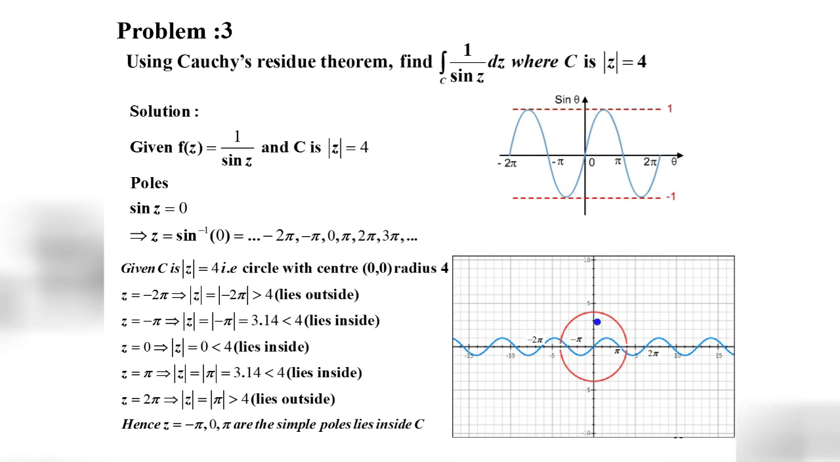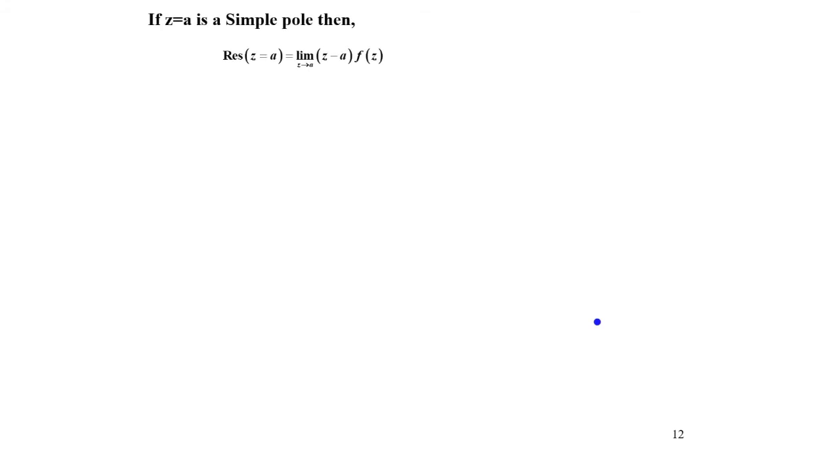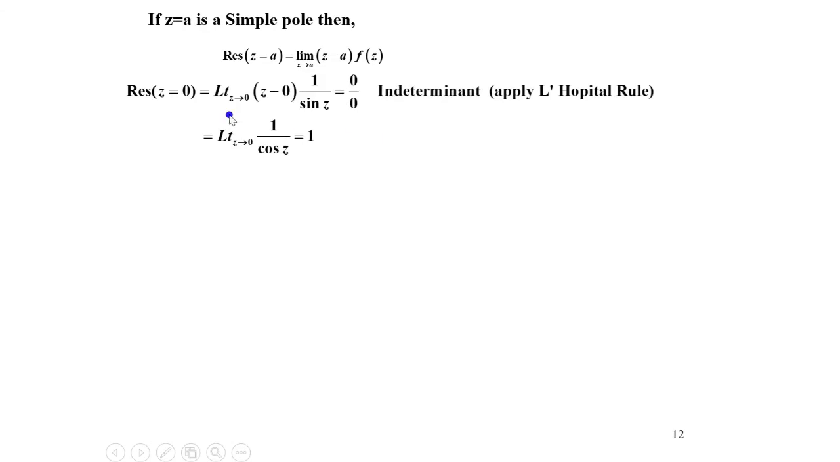We have a condition to find the residue for a simple pole. Residue of f(z) at a is defined by the limit z tends to a of (z minus a) f(z). Now we are taking the first pole as 0, limit z tends to 0 of (z minus 0) times 1 by sin z. If you substitute the limit z tends to 0, we get 0 by 0, an indeterminate form. Then we have to apply L'Hospital's rule, that is, differentiating the denominator and the numerator, and then apply the limits. So 1 by cos z, z tends to 0, cos 0 value is 1. So we are getting the first residue value as 1, and the second residue is at z equal to minus pi.